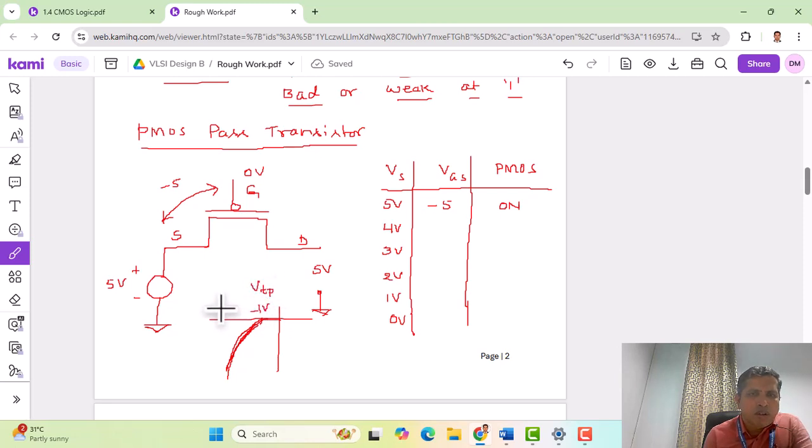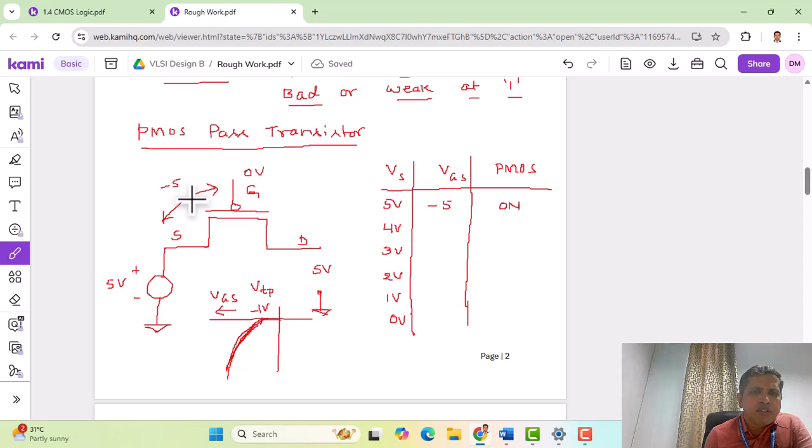VTP. If we apply more negative voltage, the PMOS conducts heavily. In this case, this is the VGS axis, the negative x-axis. When VGS is equal to minus 1, that is VTP, the PMOS starts conducting. For more negative gate-source voltage, PMOS conducts heavily.